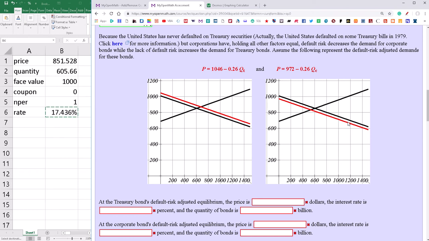Okay, now, because the United States has never defaulted on treasury securities, but corporations have, holding all the factors equal, default risk decreases the demand for corporate bonds, while the lack of default risk increases the demand for treasury bonds. So what that does is it increases the demand for treasuries and decreases the demand for corporate bonds, holding everything else constant, which is why the supply curves are held constant. Okay? So this is our treasury bond.